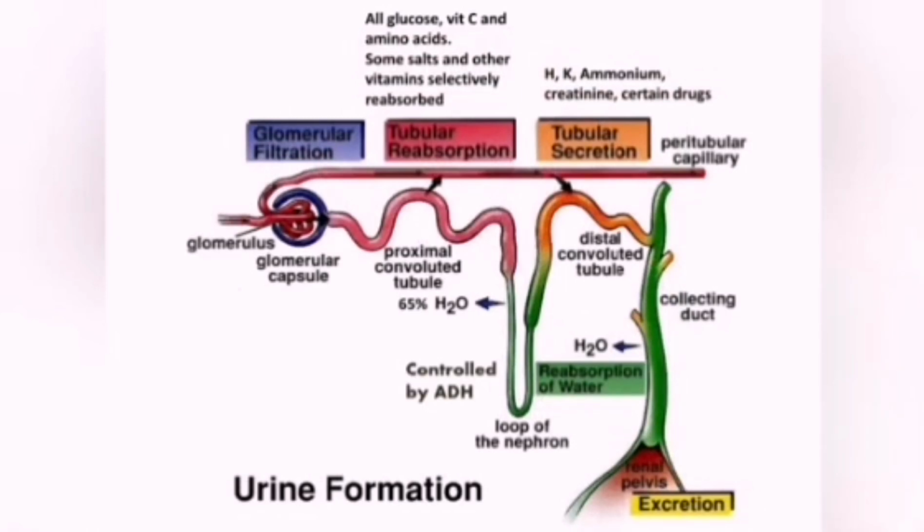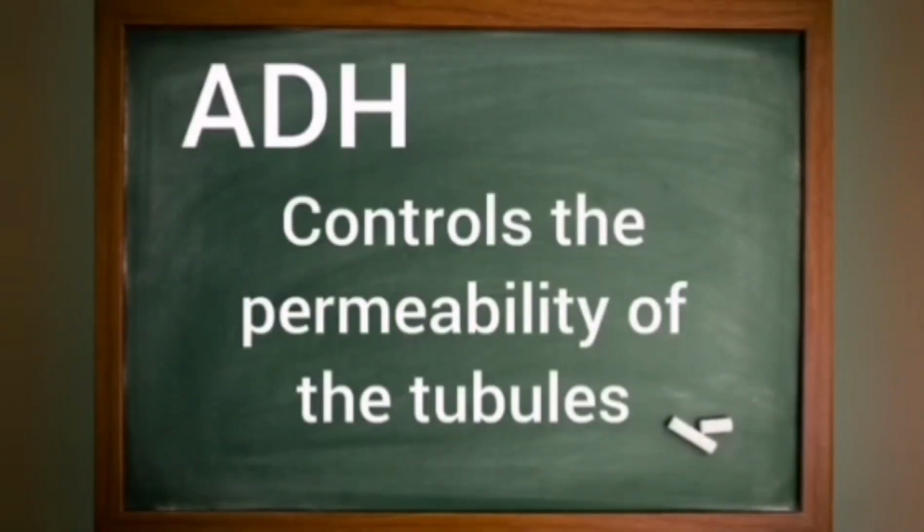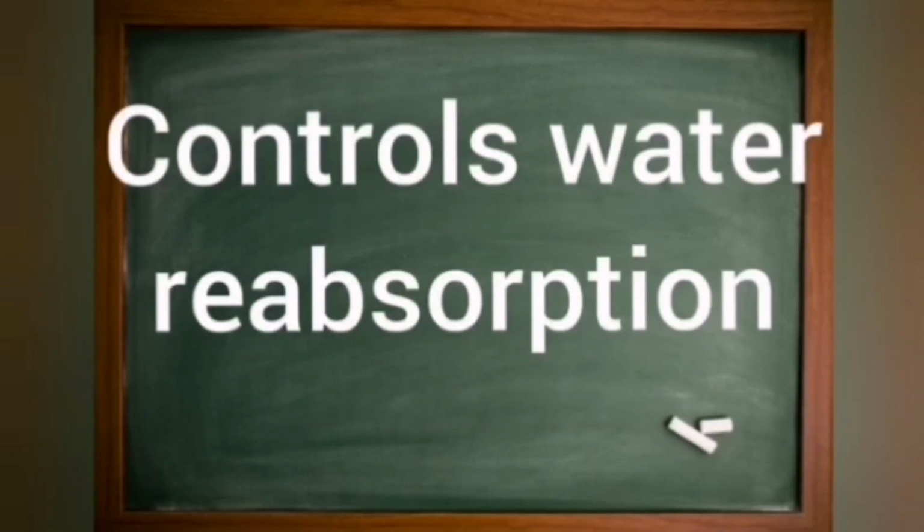The filtrate actually contains useful things as well. So you can see here that the useful things like glucose, all vitamin C and all amino acids, and then some salts and other vitamins get reabsorbed in stage 2 in the proximal convoluted tubule. But 65% of the water gets reabsorbed depending on the needs of the body, which would be controlled by the hormone ADH. ADH controls the permeability of the tubules in the kidney, which means ADH actually controls how much urine you make by reabsorbing more or less water.